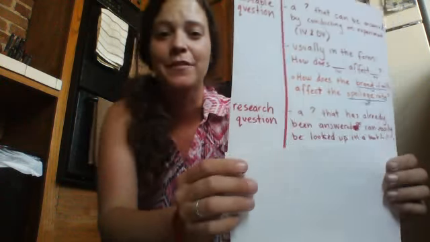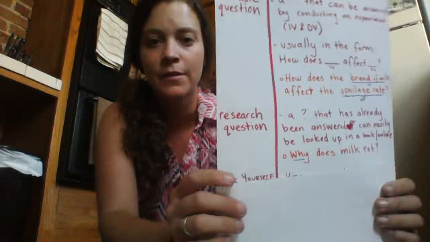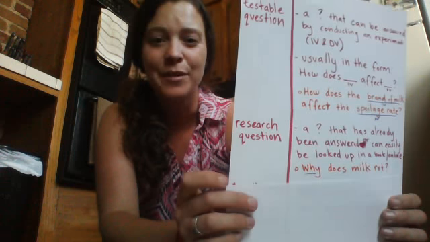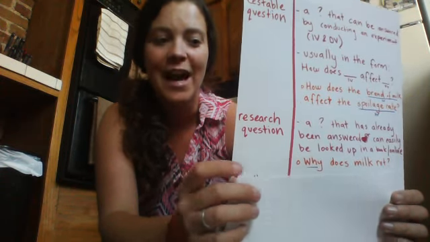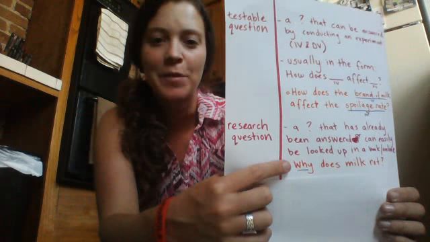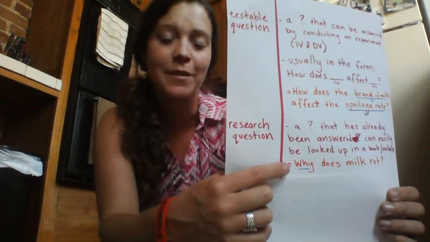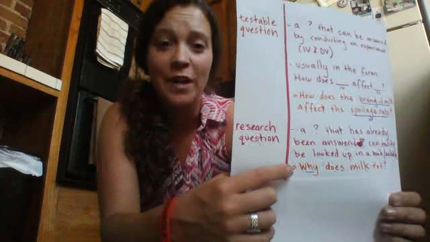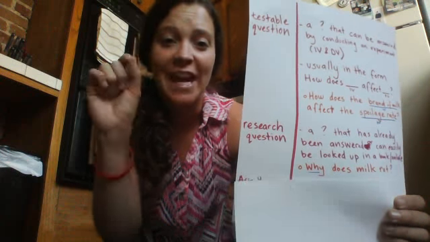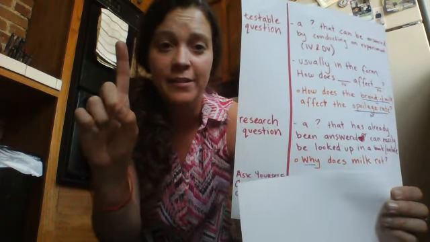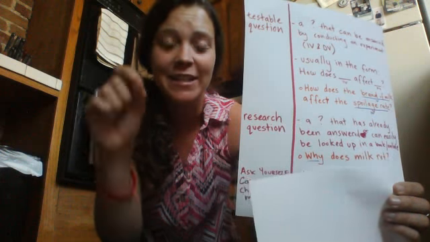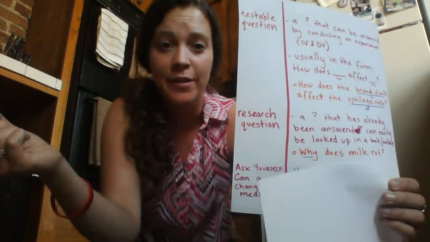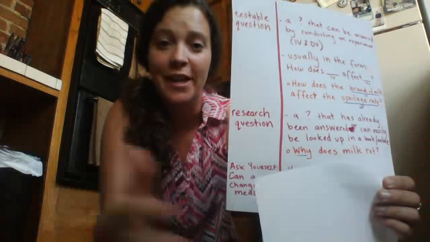So an example of this could be, why does milk rot? I do not have an independent variable. I do not have a dependent variable. I'm just asking a question. In order to have a testable question, you need to change one thing and see how that change affects the output. And you need to measure that output.